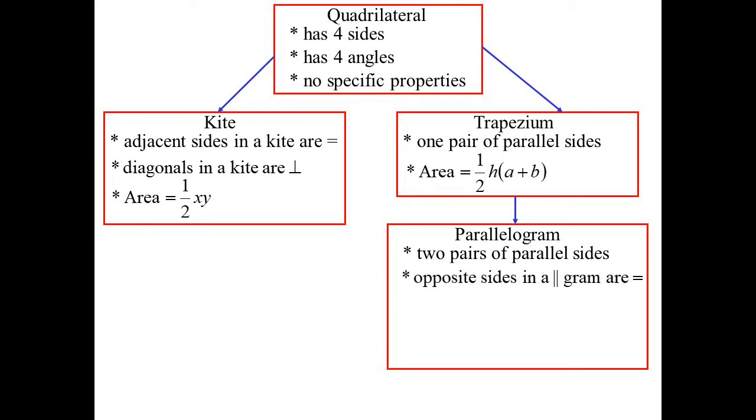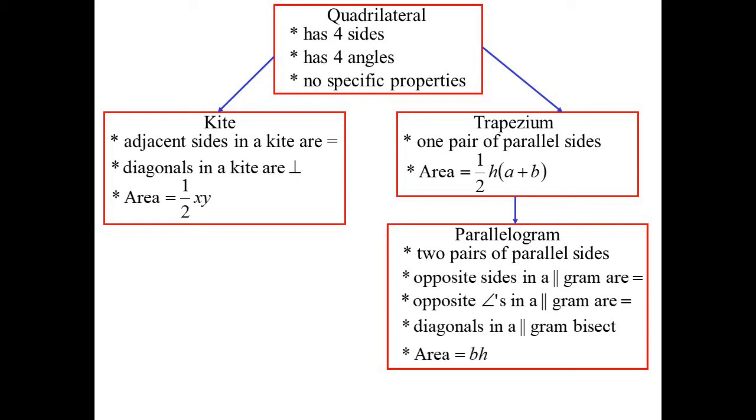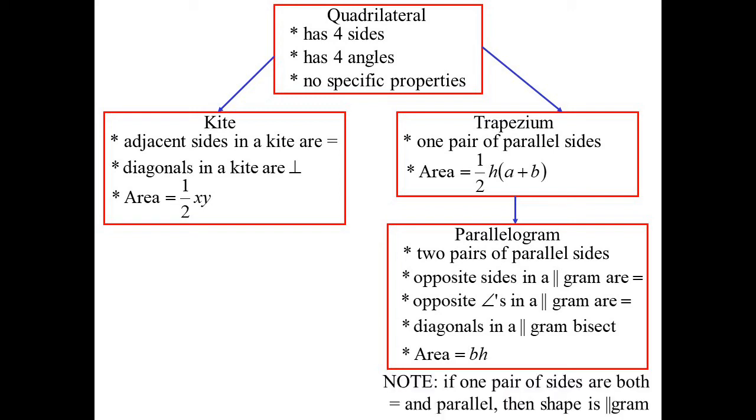Opposite sides in a parallelogram are equal, we know that. We also know opposite angles in a parallelogram are equal. The diagonals bisect each other. And the area, the specific one for parallelogram, is base times the perpendicular height. Now, if you wanted to prove a shape's a parallelogram, yes, you could show these features, but there's an additional one. If you only know information about a pair of opposite sides, but if you can show that those opposite sides are both equal and parallel, then it must be a parallelogram.